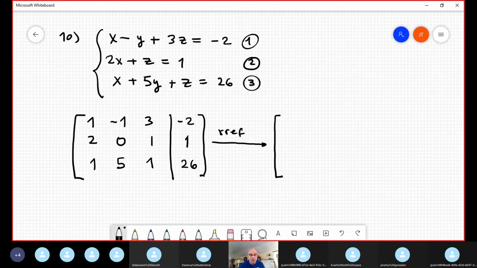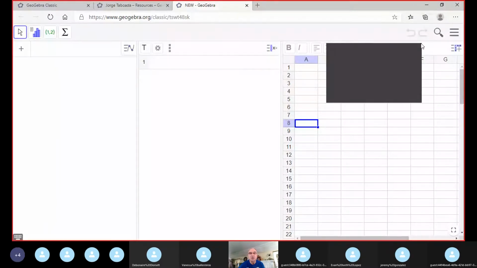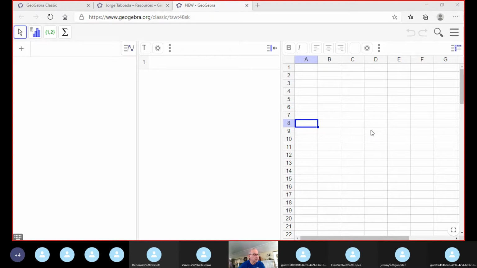Let's move on to the Geogebra now. Okay, Geogebra now. Here. Do you see Geogebra? Yes. Okay. I remember in the editor, it's a spreadsheet.